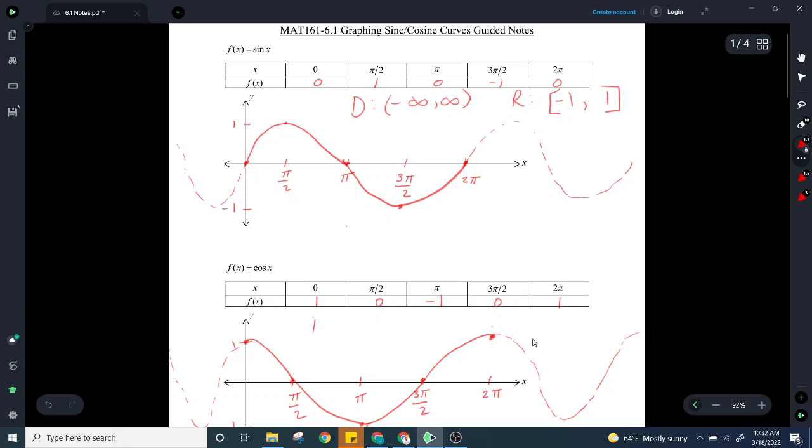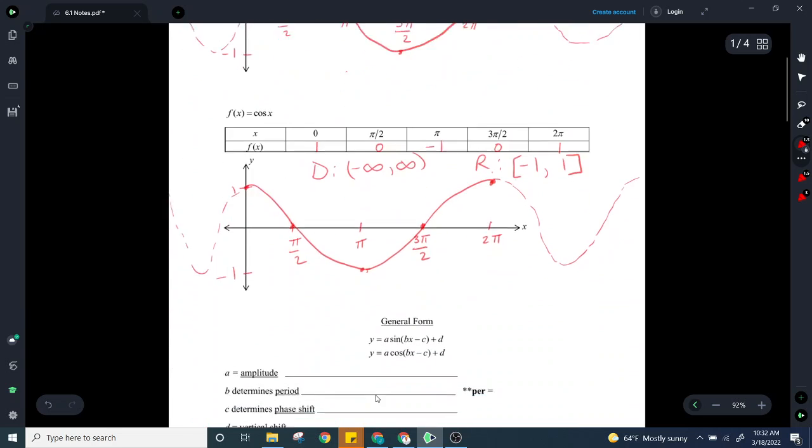Cosine is the exact same thing. Your domain would be from -infinity to infinity, and then your range would also be from -1 to 1. Doesn't ever go outside that box. Now the domain will never change. The range can fluctuate depending on if the graph has any shifting, and we'll talk about shifting in just a second. But here's the basic sine and cosine graphs.